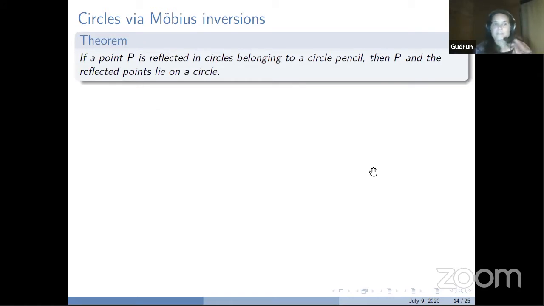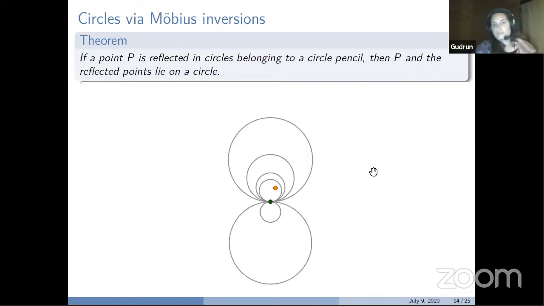And the underlying property that I want to prove now is: if a point P is reflected in circles belonging to a circle pencil, then this point P and the reflected points that we obtain all lie on a circle. So what do I mean by that? I start with a circle pencil and with this orange point P, and I start reflecting. I take the orange point and reflect in the first gray circle, and I continue, and I obtain many reflected points. And already from this drawing here, you can guess that maybe all these reflected points lie on a circle, but of course, this is no proof.